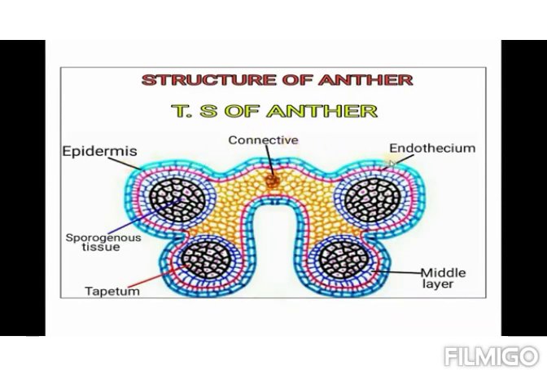The second layer below the epidermis is called the endothecium. The cells are radially arranged and form one layer. Epidermal cells are also a single layer, and below this is the endothecium, which is also single layered. In this endothecium, callus formation is there. Here I cannot show you, but callus formation is there.